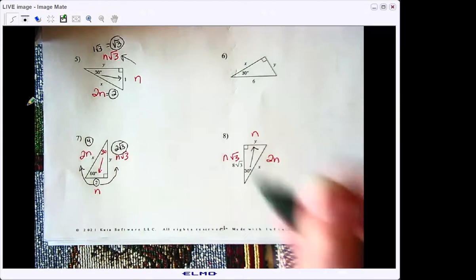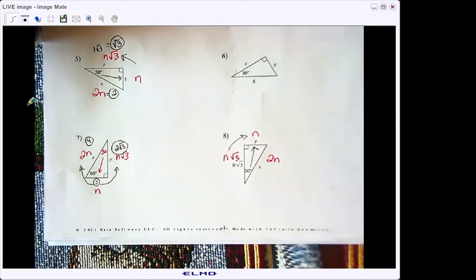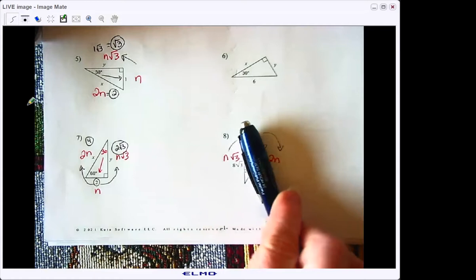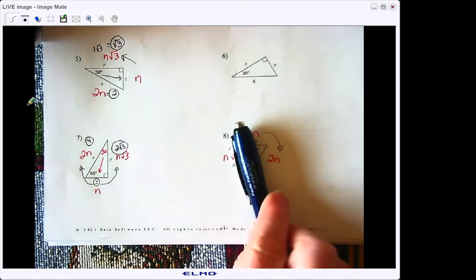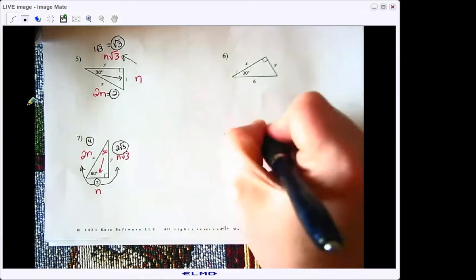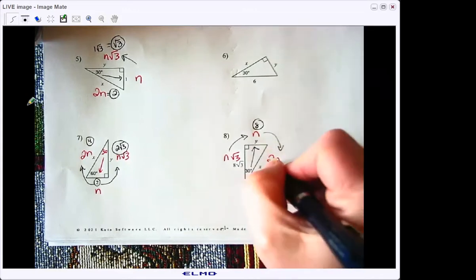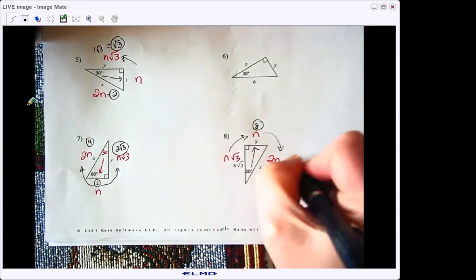So we're gonna go long leg to short leg to long leg. What's N? 8. Because the √3s are the same, which means N is 8. What does that make the hypotenuse? 16. Because 2 times 8 is 16. And you're done.